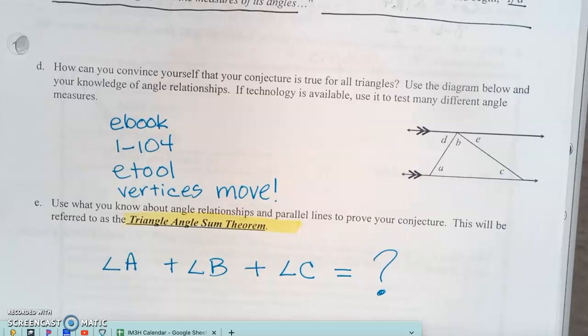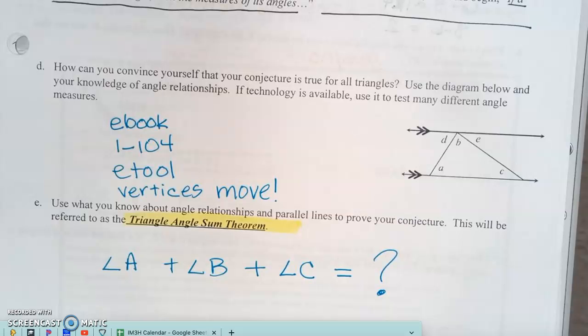I showed you a couple, but if you need to go back in there and convince yourself, you can do a couple more. But you should end up with part E, which says, use what you know about angle relationships and parallel lines to prove your conjecture. This will be referred to as the Triangle Sum Theorem.